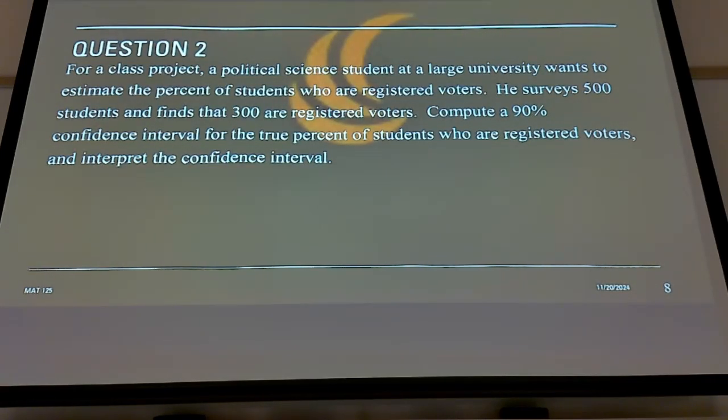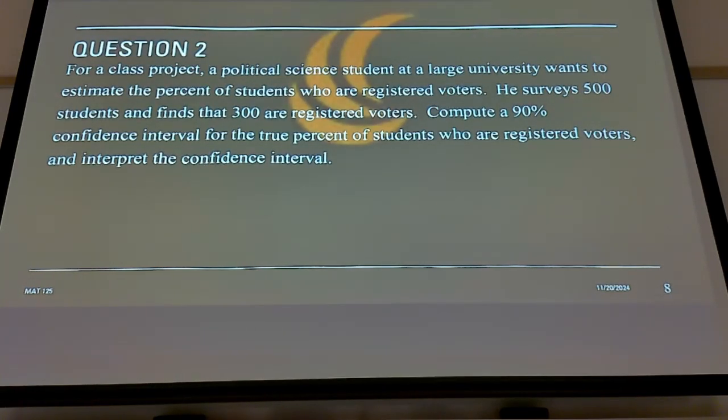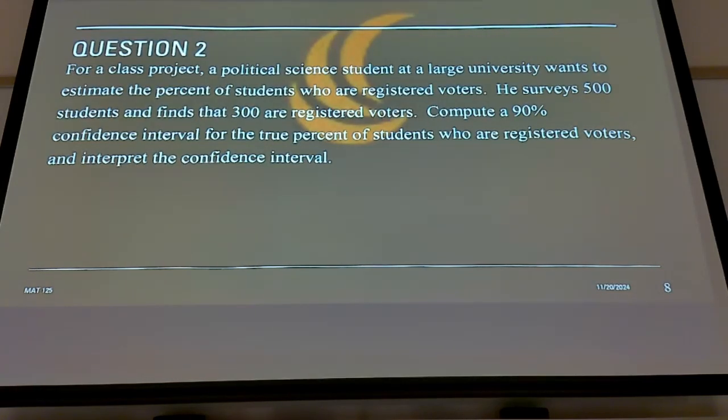Speaking of projects, for a class project, a political science student at a large university wants to estimate the percent of students who are registered voters. Surveys 500 students, finds that 300 are registered voters. Compute a 90% confidence interval for the true percent of students who are registered voters, and obviously always interpret. So check your conditions. For the purpose of this class, you can always skip the simple random sample. It will always be a simple random sample.